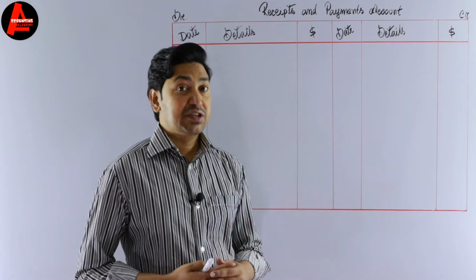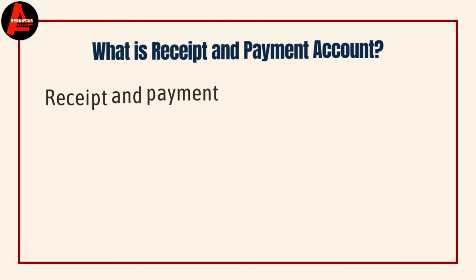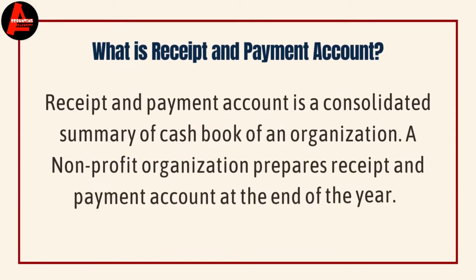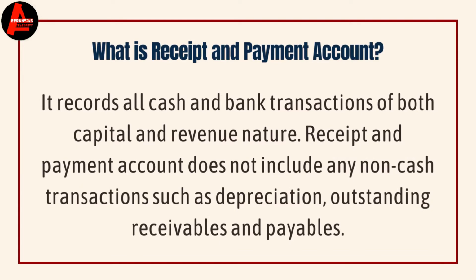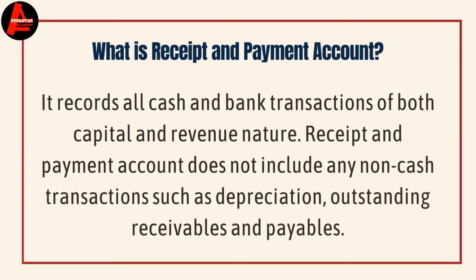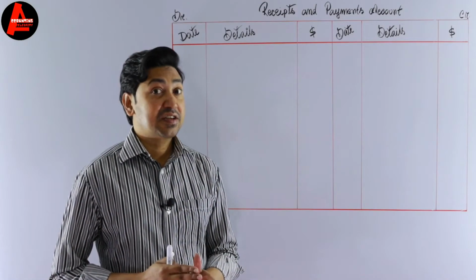So what is receipt and payment account? Receipt and payment account is a consolidated summary of cash book of an organization. A non-profit organization prepares receipt and payment account at the end of the year. It records all cash and bank transactions of both capital and revenue nature. Receipt and payment account does not include any non-cash transaction such as depreciation, outstanding receivables and payables. So here it is just a cash book.